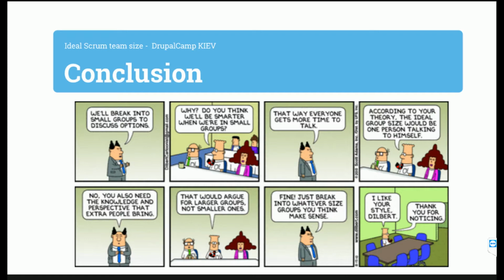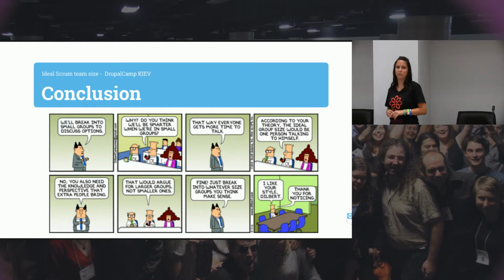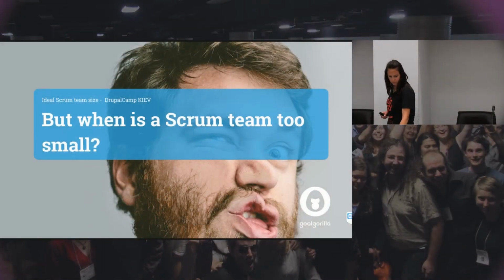I was talking at DrupalCon Dublin about multidisciplinary teams, and they asked me, what is the ideal team size for you guys? What is the biggest size that you can handle? But I think there's also the question about what is the smallest team size that you can handle, or that you need to really work in a Scrum way.